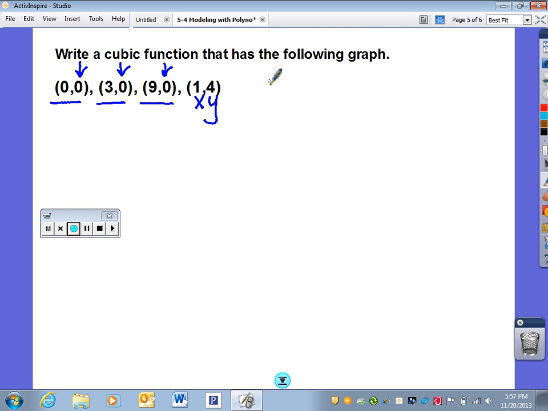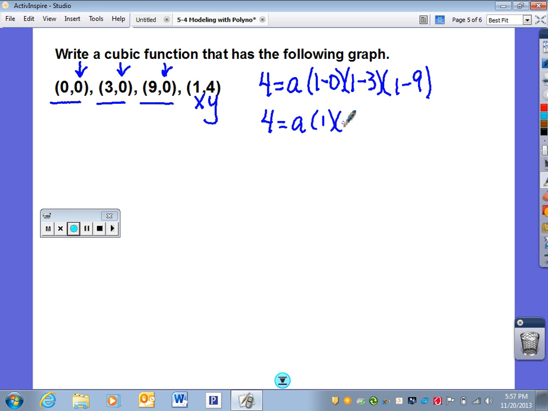So we're going to plug 4 in for our y value, a, then we substitute 1 in for our x minus our first intercept, 1 in for x minus our second intercept, and 1 in for x minus our third intercept. So we have 4 equals a, and we have 1, negative 2, and negative 8. So we have 4 is equal to 16a, and when we divide both sides by 16, we get an answer of 1/4 is equal to a, our leading coefficient.